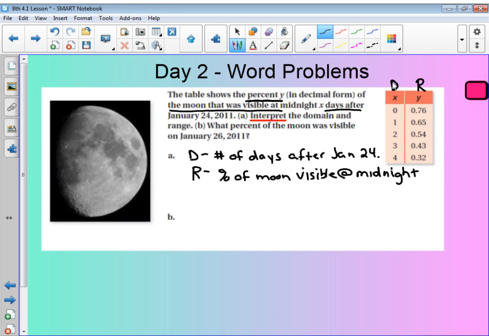Letter B says, what percent of the moon was visible on January 26th? So if this started on January 24th, then this date right here is the 24th at 0. One day after that, that's what our x was, the number of days after January 24th, that means this is the 25th. So this here is January 26th. What percent of the moon was visible on January 26th? Well, that was 0.54, which is 54%.